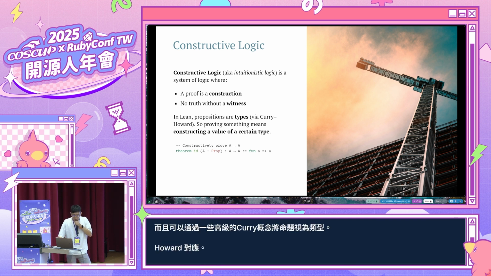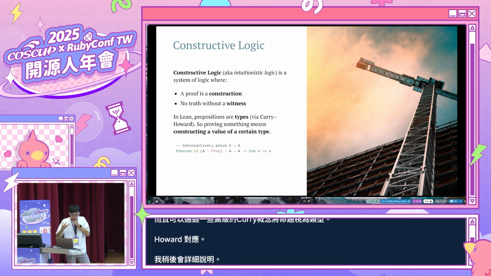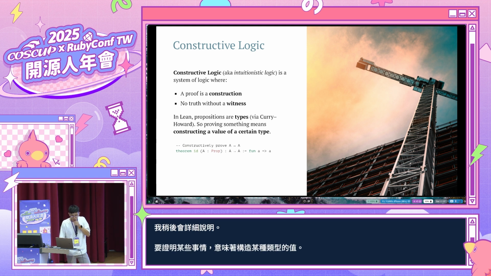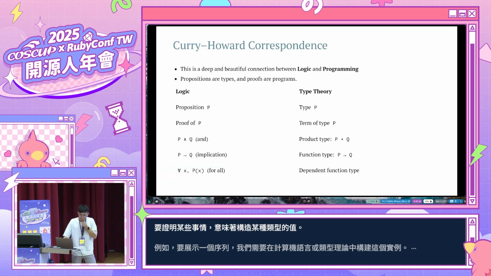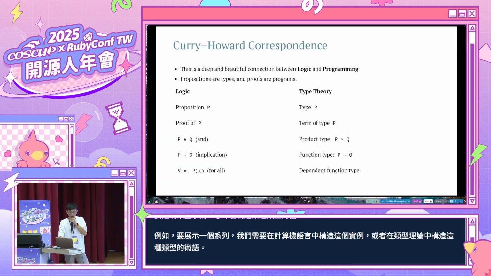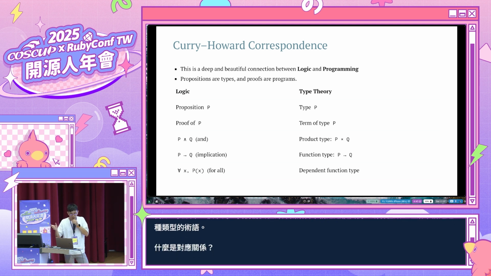And proving something means constructing a value of a certain type. So for example, here, to show a theorem, we need to construct its instance. In computer language or in type theory, we need to construct a term of this type. Okay? And what is the Curry-Howard correspondence? Well, it's a deep and beautiful connection between logic and programming.